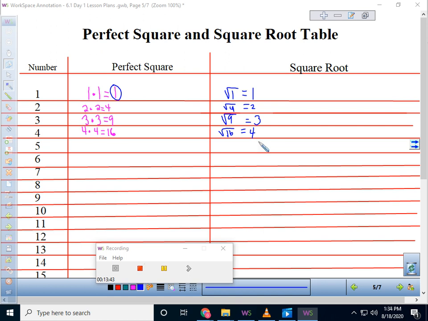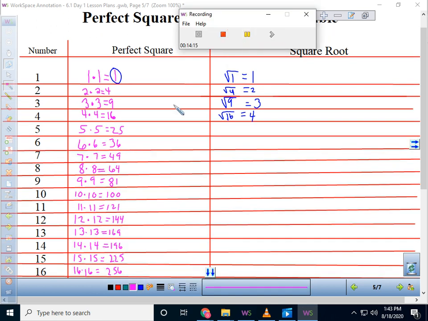Okay? So that's what I want you to do to build this table real quick, and I'll come back and I'll have this table filled in and you can check your answer. Alright? So I'm going to have the teacher pause the video, give you a second, and then when he or she feels you're ready to go, we'll make sure our perfect square and square root table is filled in.